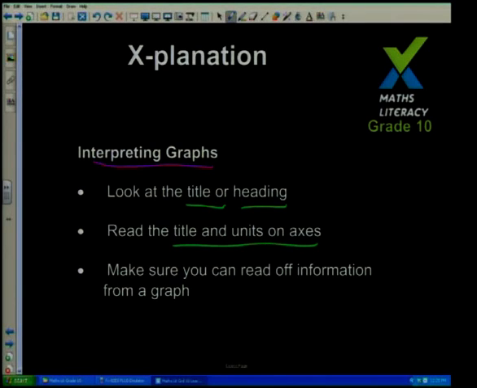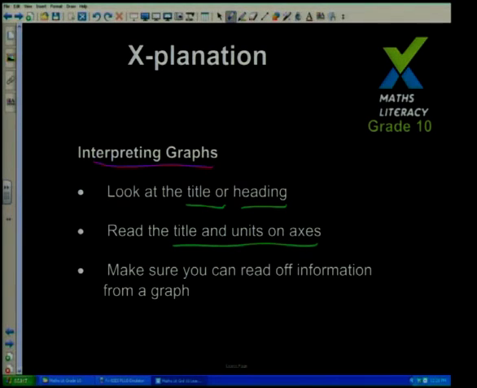Then go and read the title and units on the axes, because then you know what each variable is, because there'll be 2 variables, 1 on each axis. So by reading the title and reading the units, you will know exactly what the graph is talking about and what the graph is representing. And then finally, you need to make sure you can read off information from a graph. And the only way to really do this is with practice.